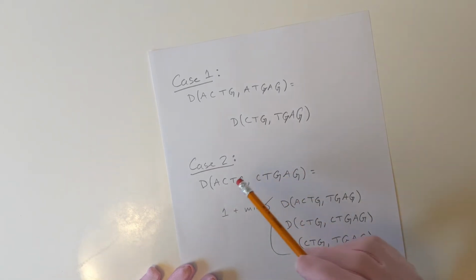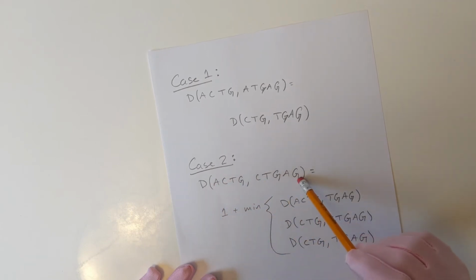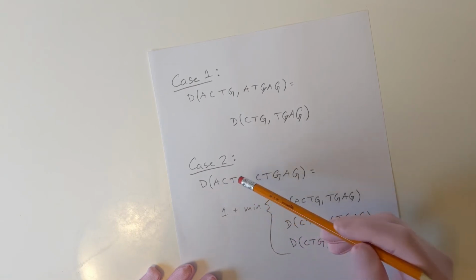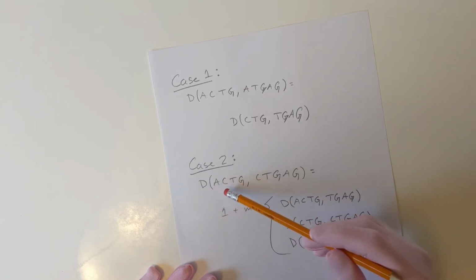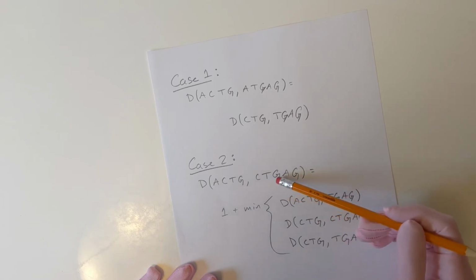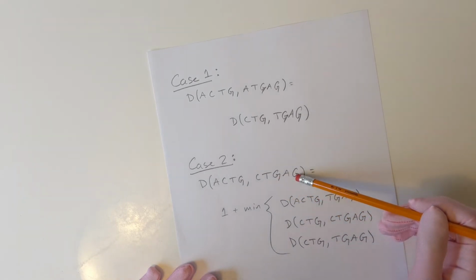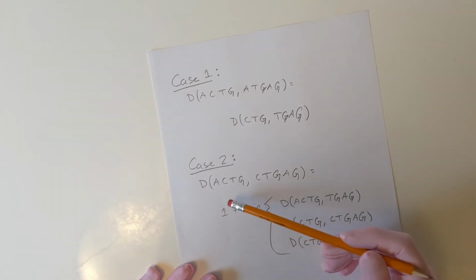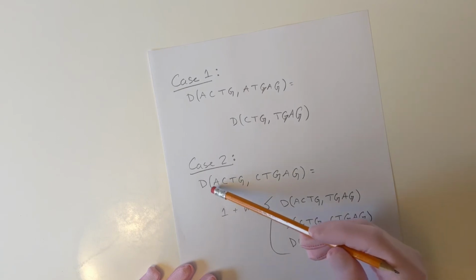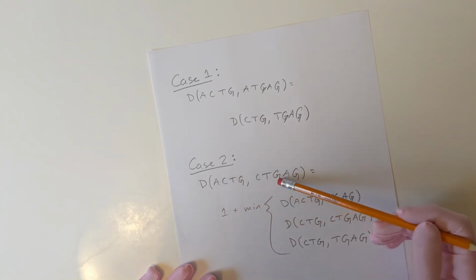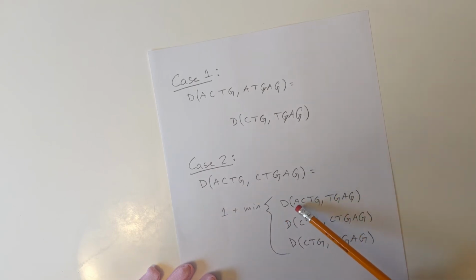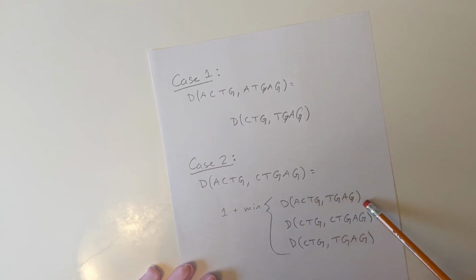So one option for transforming this sequence into this sequence would be to first insert a C in front of this sequence, and then transform all of these letters, A, C, T, G, into all of the letters here after the C, so T, G, A, G. And if I did that, I would have one change to insert the C, and then I would have however many changes it takes to transform A, C, T, G into T, G, A, G. So I would have 1 plus the distance between ACTG and TGAG.